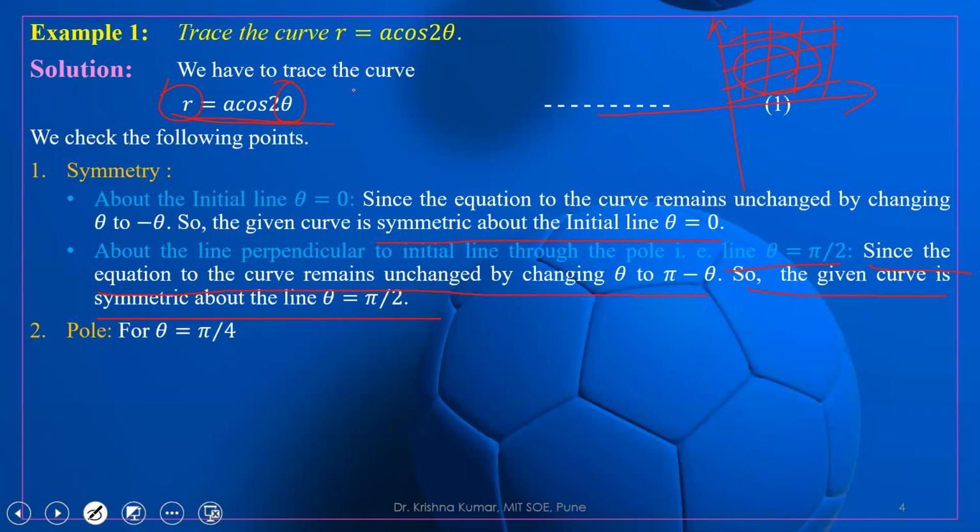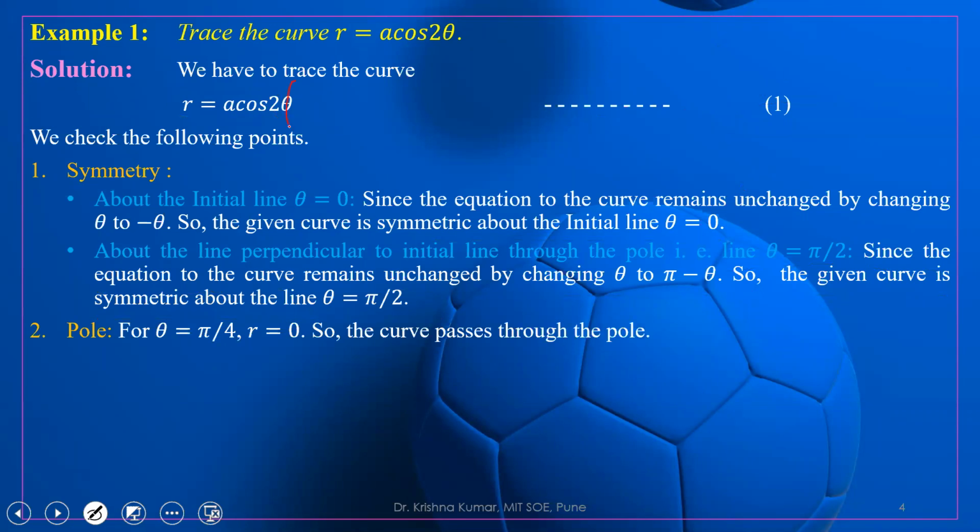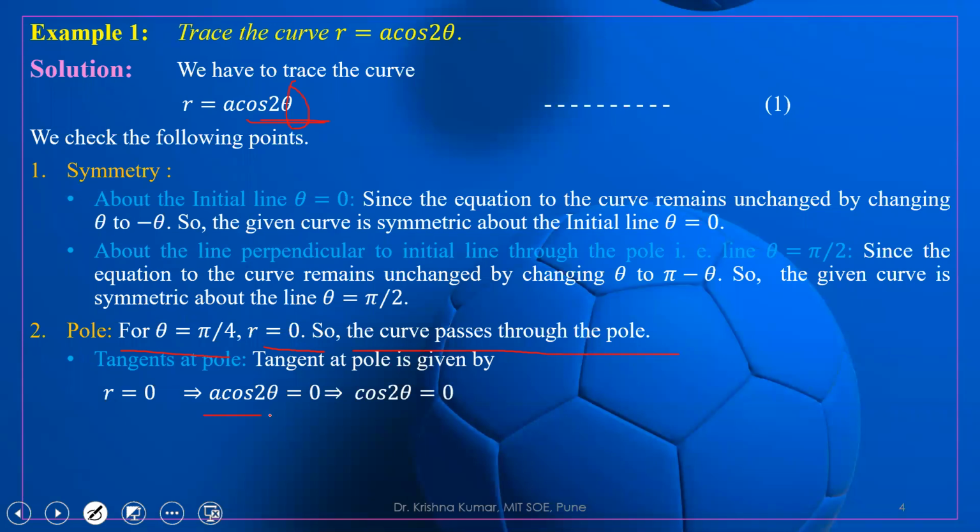Pole. Clearly, if you put theta equal to pi by 4, it becomes cos pi by 2, so r equal to 0, so the given curve passes through the pole. How to find the tangent at the pole? The tangent at the pole is given by r equal to 0, which means A cos 2 theta equal to 0. A cannot be 0, so cos 2 theta equal to 0, which implies 2 theta equal to pi by 2, 3 pi by 2, 5 pi by 2, 7 pi by 2, 9 pi by 2, 11 pi by 2, and so on.